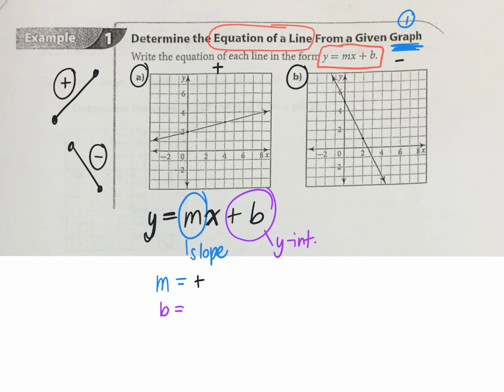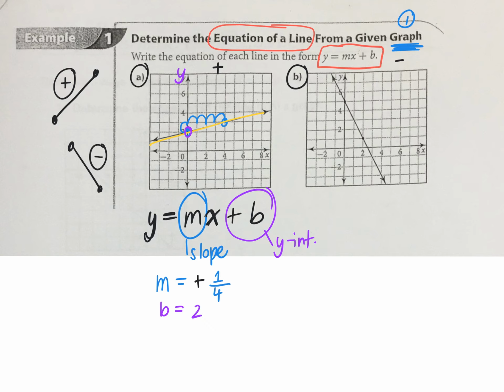Okay, so pick any 2 points and count the rise over the run. I'm going to pick this point and this point. What's the rise from this point to this point? What does it rise by? 1. And what does it run by? So it's 1 over 4. What's the y-intercept? Where does the line hit the y-axis? Good. 2. Positive 2. That's it.